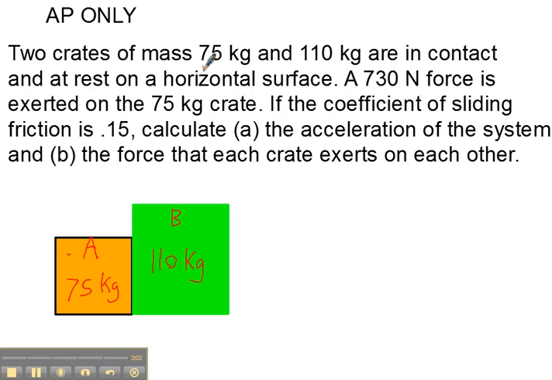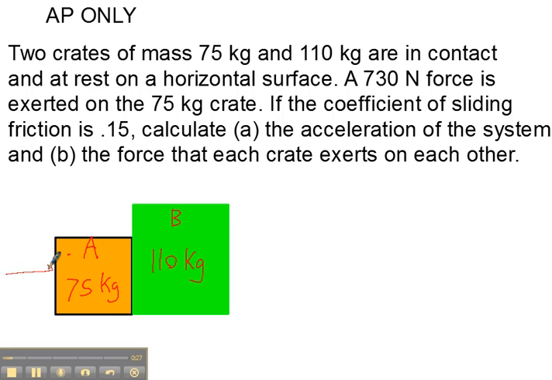Two crates of mass 75 kilograms and 110 kilograms are in contact and at rest on a horizontal surface. A 730 Newton force is exerted on the 75 kilogram crate. If the coefficient of sliding friction is 0.15, calculate the acceleration of the system and the force that each crate exerts on the other. All right, so I just went ahead and already sketched this for you.